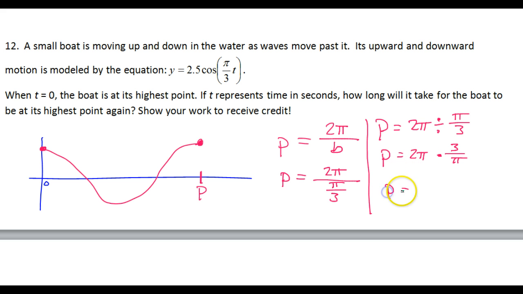Well, that's going to give you 6 pi over pi, because I'm looking at this as 2 pi over 1, and I'm multiplying straight across. Notice these pi's will cancel out, so that tells me that the period is 6. We're talking about seconds, so that means it's going to take 6 seconds for the boat to get back up to its highest point again.